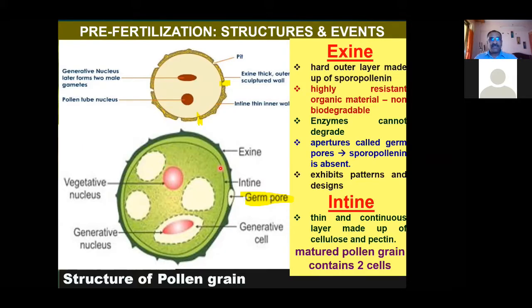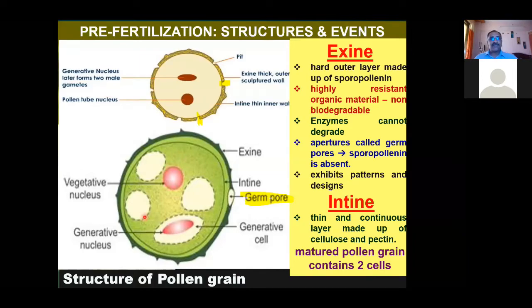And not only that, this is the layer that grows out as a tube to carry the male gametes to the ovule at the germination of the pollen grain. So you can see that the pollen grain has an outer layer called the exine, and an inner layer called the intine, and these two layers are together called the sporoderm. Then inside the intine, there is an area in which cytoplasm is present.